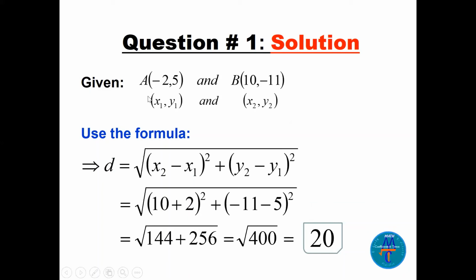Let's see, this is (x1, y1), the points here, (-2, 5), and (x2, y2), (10, -11). Let's write the distance formula. You have to remember it correctly: (x2 minus x1) squared plus (y2 minus y1) squared. Just plug the numbers here: 10 minus (-2), and -11 minus 5. So 12 squared plus (-16) squared, the square root of 400, which is only 20, because 20 times 20 is 400.